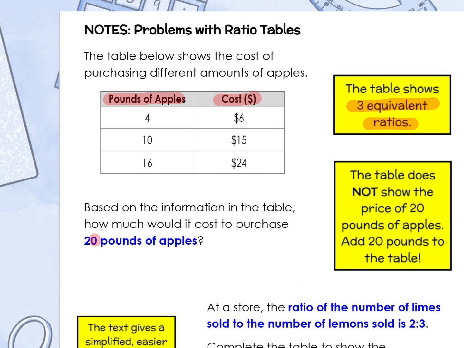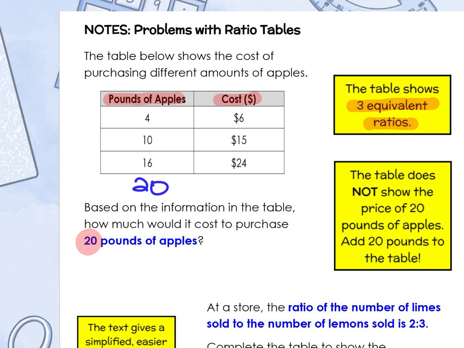They're asking us, though, about 20 pounds. Is 20 pounds on the table? No, we don't see 20 anywhere on that table. Where would it go? Would it go in the first column or in the second column? Correct, it would go in the first column. So we're just going to add 20 pounds to our table. Okay, and then I'm going to use my strategies.